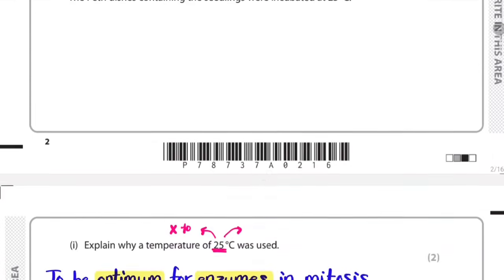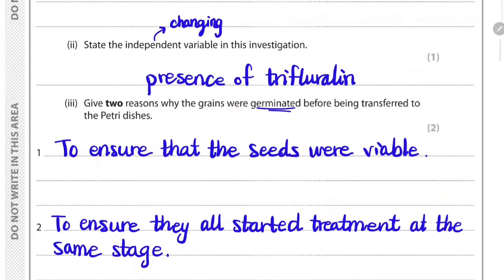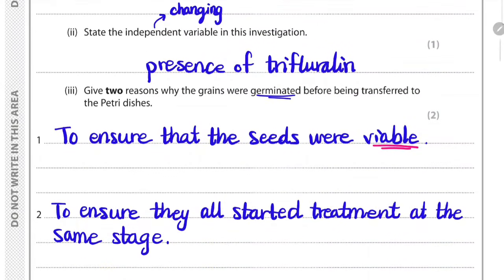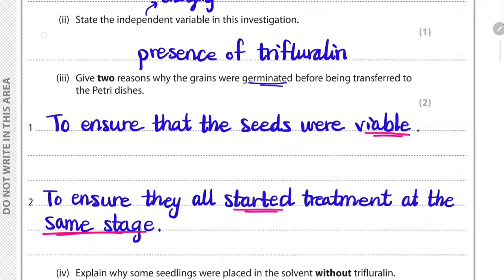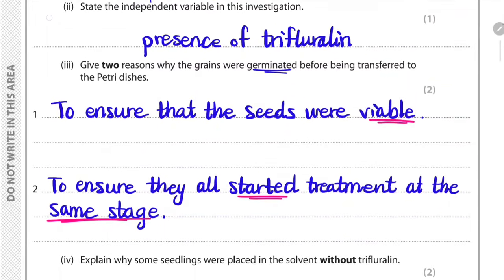So that's going to be basically my answer, that I need to make sure that the seeds were viable in this investigation, and to ensure they all started the treatment at the same stage, where they were all germinated. None of the seeds were not germinated, and none of them were in a higher stage of development. They were all starting at the same stage. So that's why we have germinated all of them before being transferred.